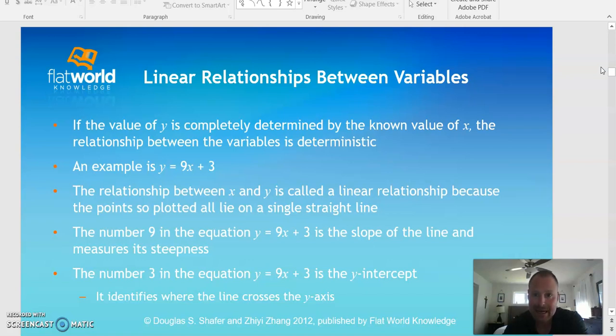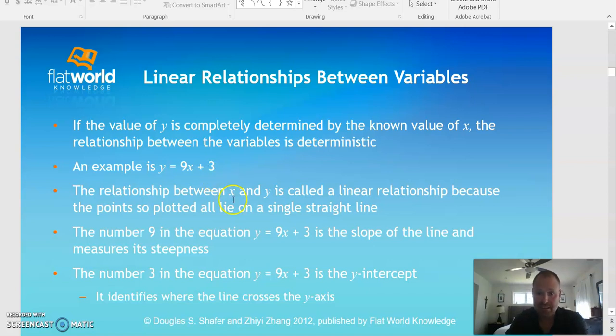So basically, if the value of y is completely determined by the known value of x, the relationship between the variables is what we call deterministic, meaning we can determine what it's going to be. Okay, we can essentially guess, because if we have a line, we can say, okay, if x is this, then y is going to be this. We can determine it. And so this equation right here helps us to understand that this is in fact deterministic. The relationship between x and y is called a linear relationship because the points so plotted all lie on a single straight line, right?